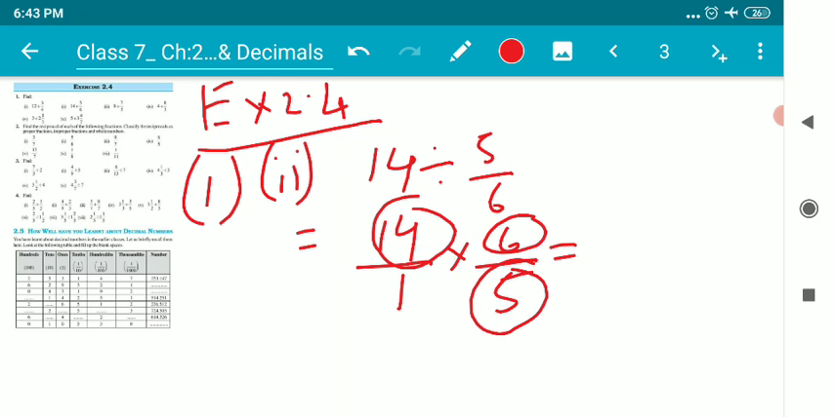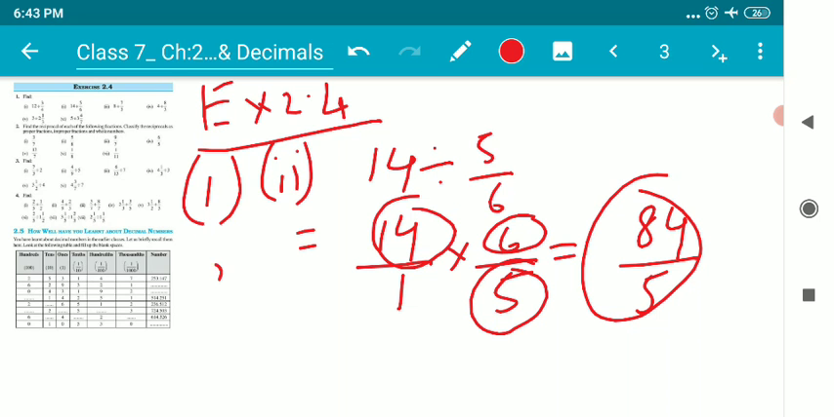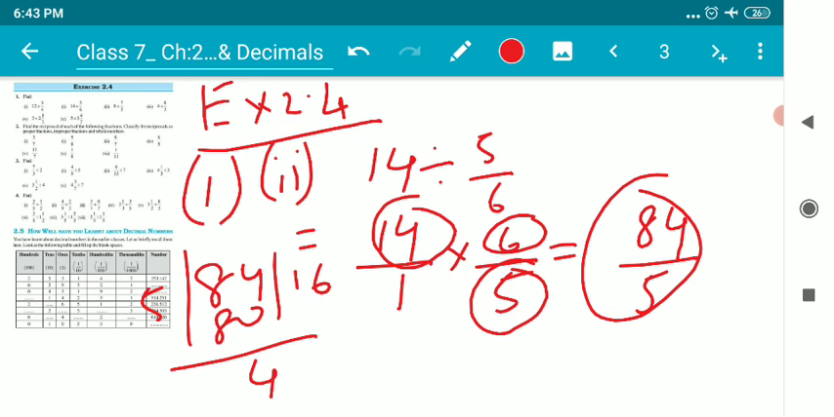6 into 14, 84 by 5. Now we will write our answer in mixed fractional form. So 84 will be divided by 5. 5 16s are 80. 4 is the remainder. So my final answer is 16 4 by 5. I believe it's clear to everyone.